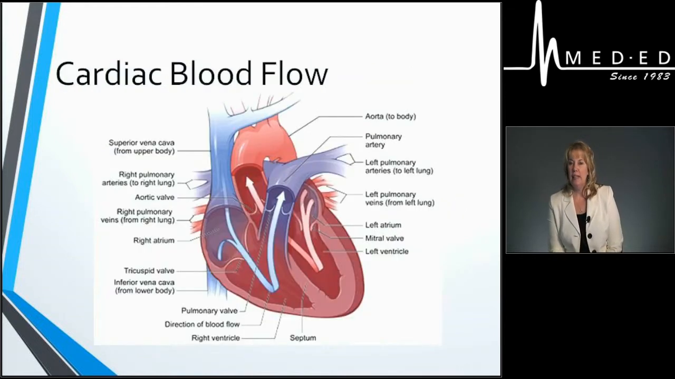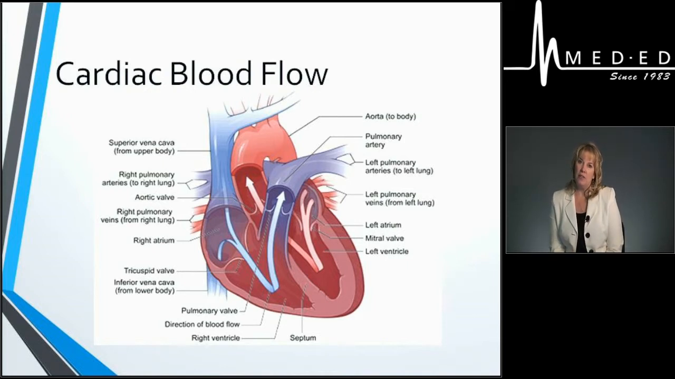So again, our normal blood flow from the right atrium through the tricuspid valve into the right ventricle, through the pulmonic valve into the pulmonary artery, and then the blood is oxygenated in the pulmonary vasculature, returns through the pulmonary veins into the left atrium, through the mitral valve to the left ventricle, and then out the aortic valve to the aorta to provide systemic perfusion.